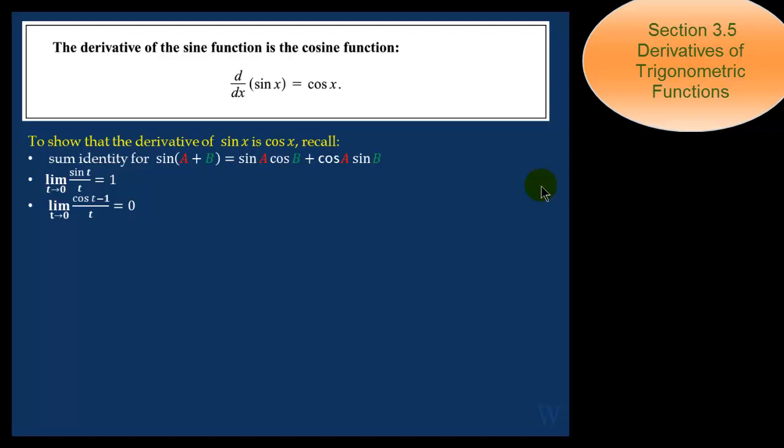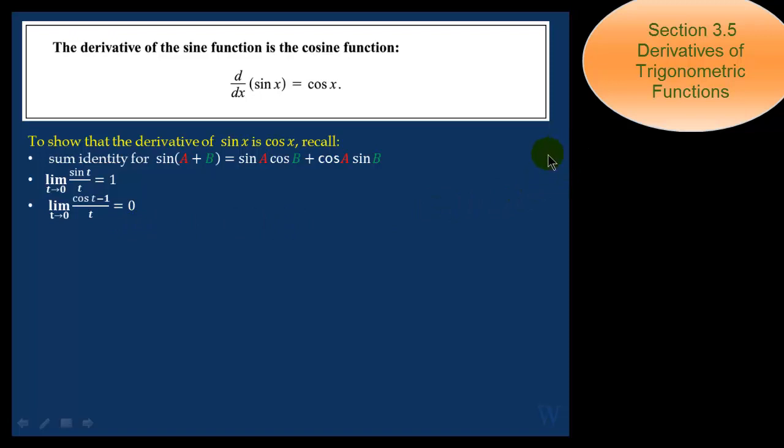First of all, we need to recall a few things. First, the sum identity for sine of a plus b, and it's equal to sine of a times the cosine of b plus, this time, cosine of a times the sine of b. Next, recall that we derived the limit of sine of t over t as t approaches 0 in Chapter 2, and it's equal to 1. Also, the limit of cosine t minus 1 all over t as t approaches 0 is equal to 0.